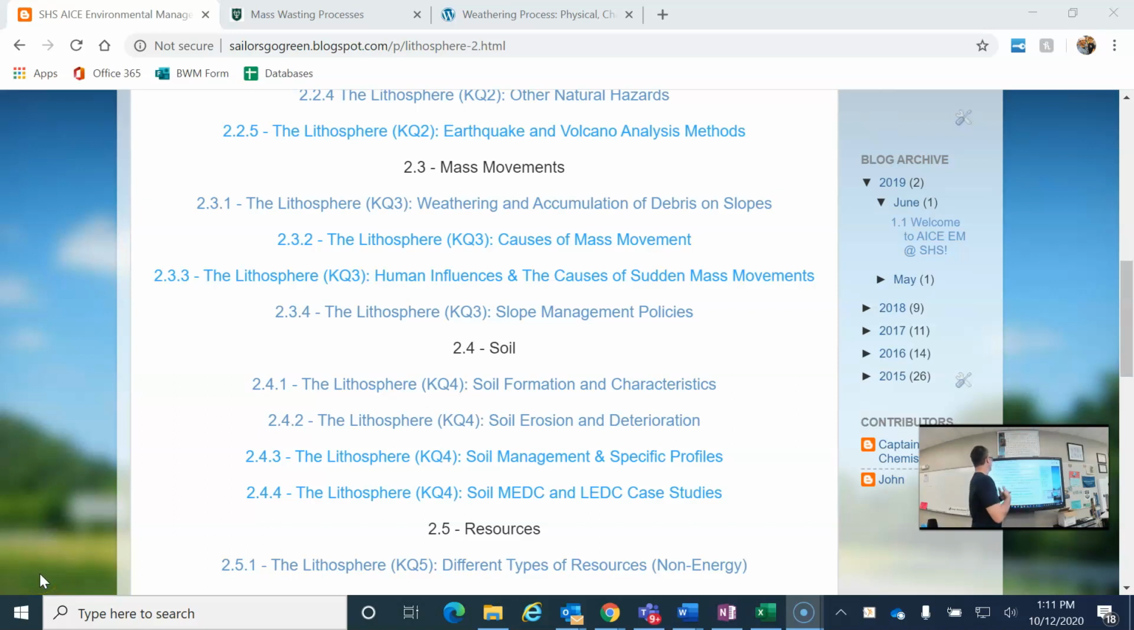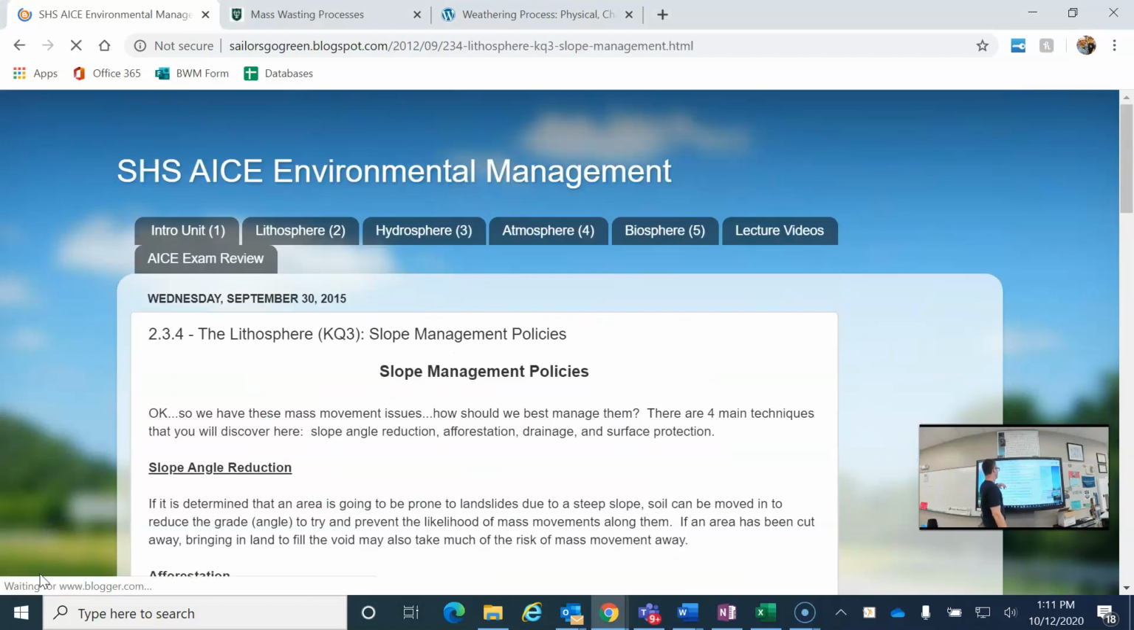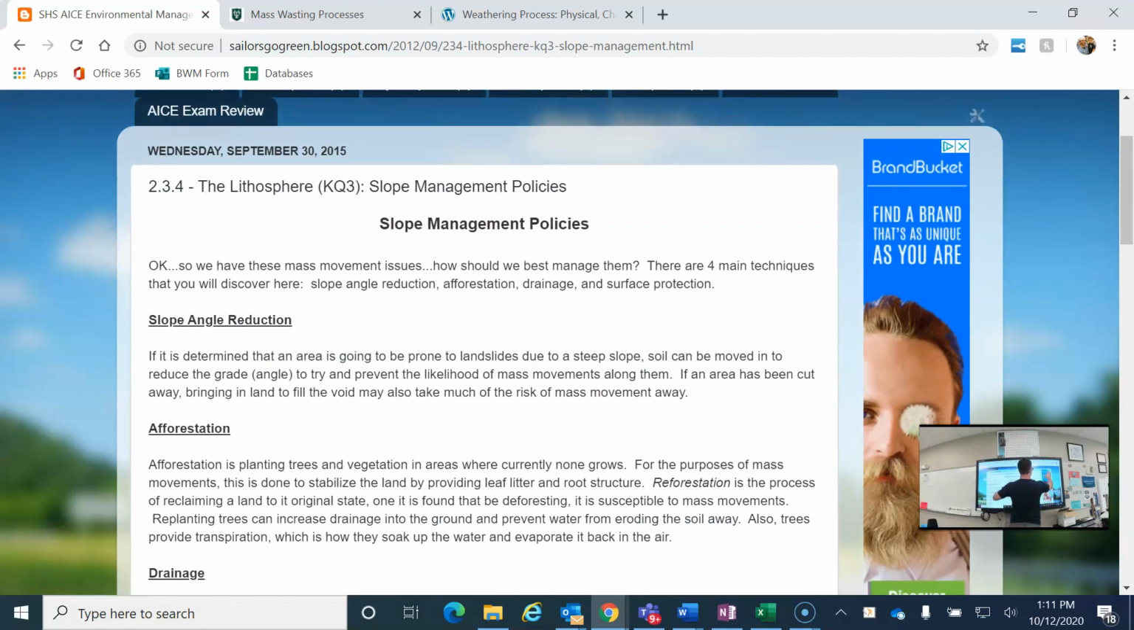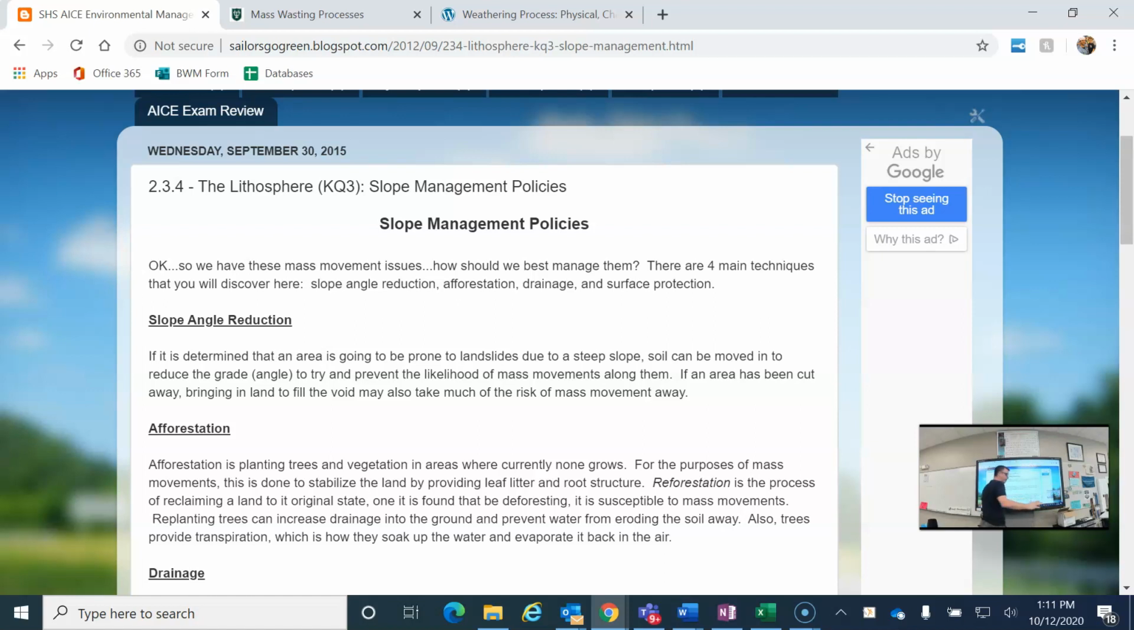All right. So what we're going to have today is we're going to do slope management policies. This is 2.3.4 in the lithosphere under mass movement. All right. So there's a few ways to actually manage. So the whole point of the class, environmental management.